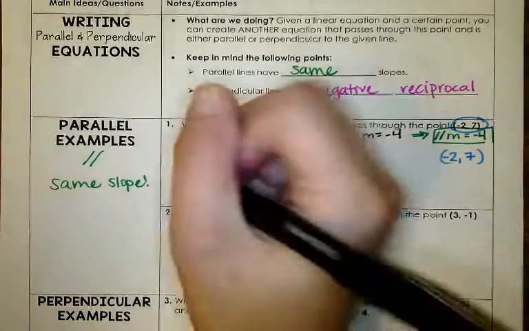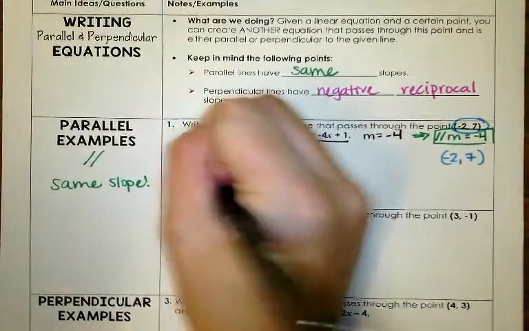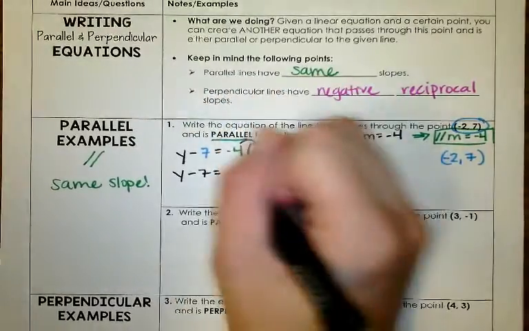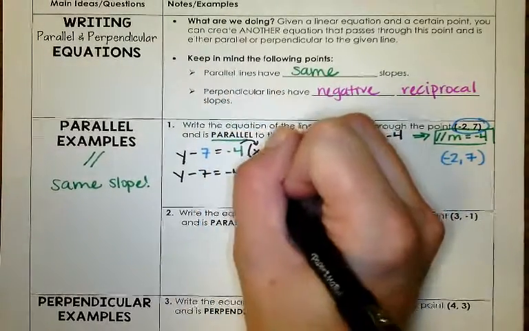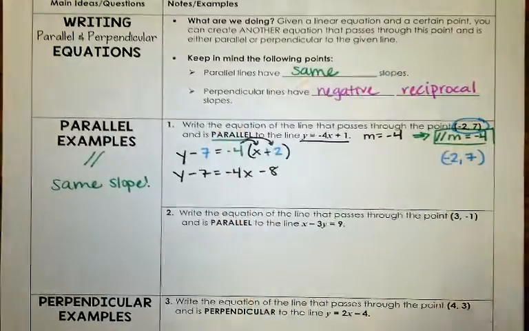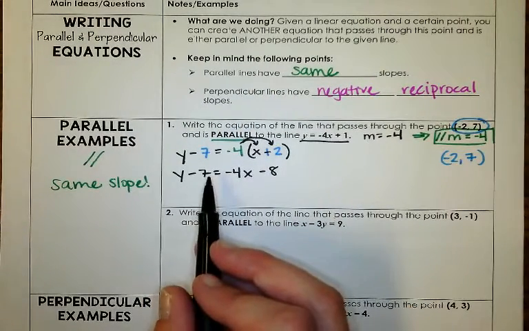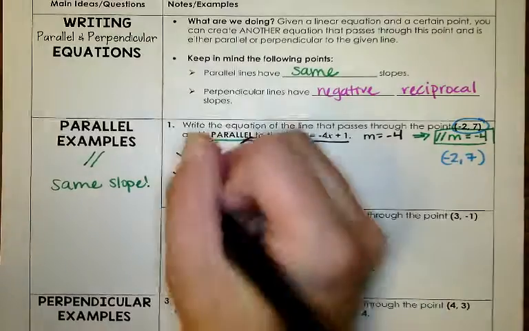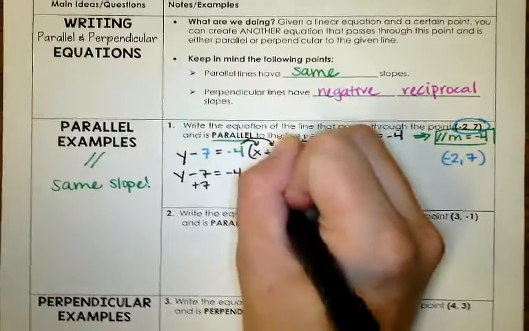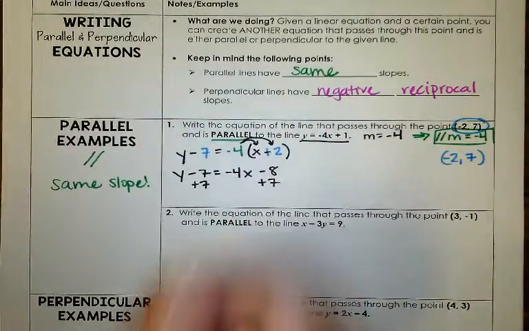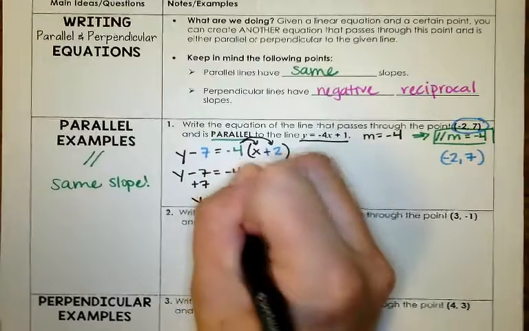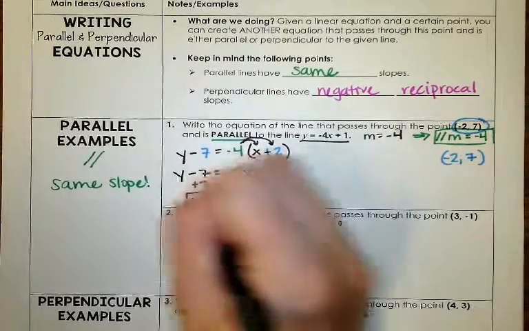So we're going to say -4 times x is -4x. -4 times +2 is -8. So y minus 7 equals -4x plus 8. So now I'm going to add 7 to both sides. So we have y equals -4x minus 1. You guys feel good with that? Y equals -4x minus 1.